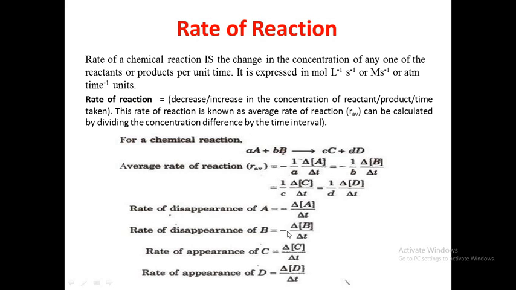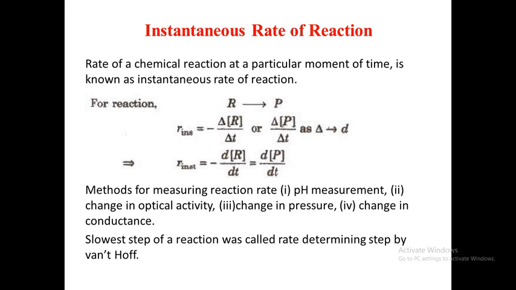Now earlier we have discussed about average rate, when the time interval is large. But now let us discuss instantaneous rate of reaction. So when rate of a reaction is determined for a particular moment of time, then that rate is known as instantaneous rate. Okay, now suppose we have a chemical reaction.